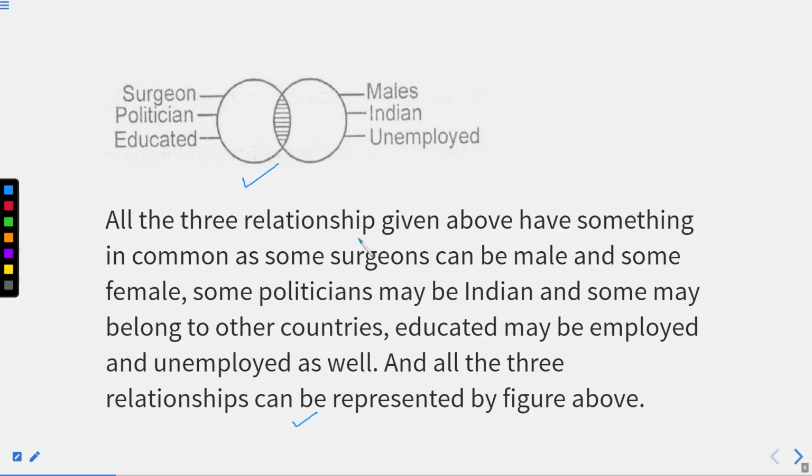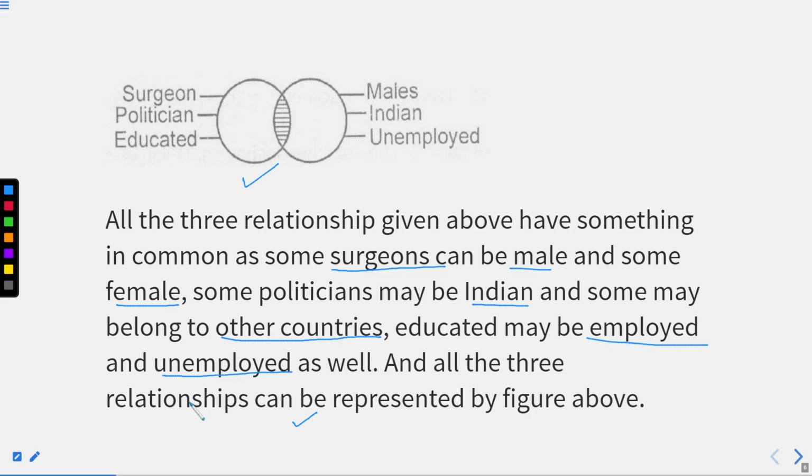All the three relationships given above have something in common, as some surgeons can be male and some can be female, right? I have already told you. Some politicians may be Indian and some may belong to other countries. I have given you the example of the USA's president, right? The third is educated: may be employed and may be unemployed as well, because there are many educated people or graduates who are not working somewhere, maybe they are preparing for some exams, okay? So they will be considered as unemployed as of now, right?